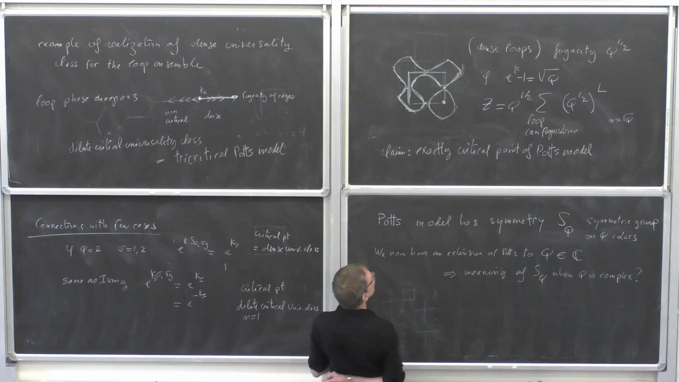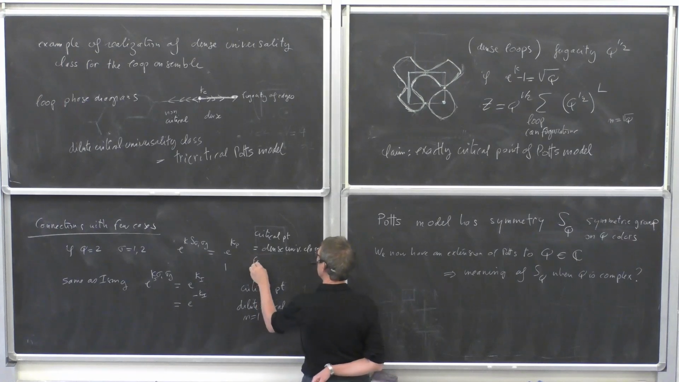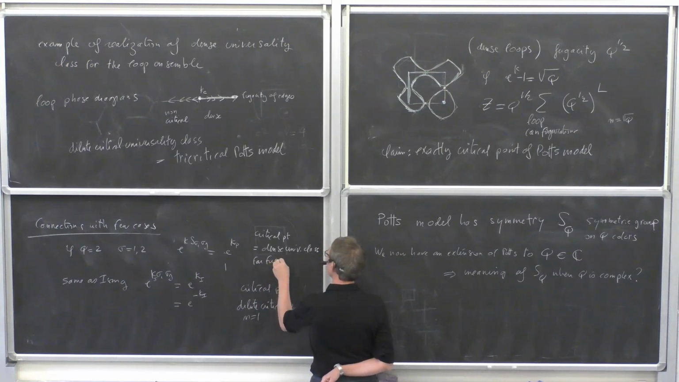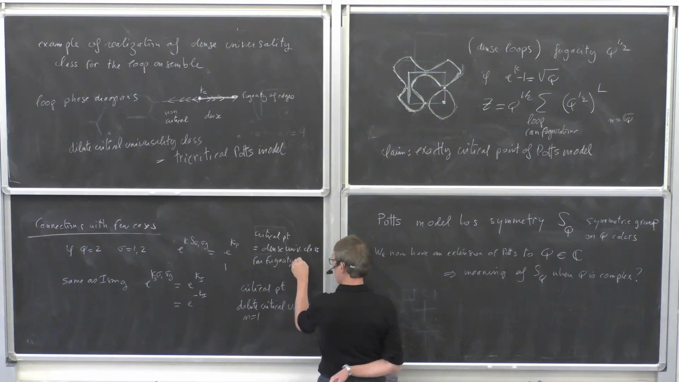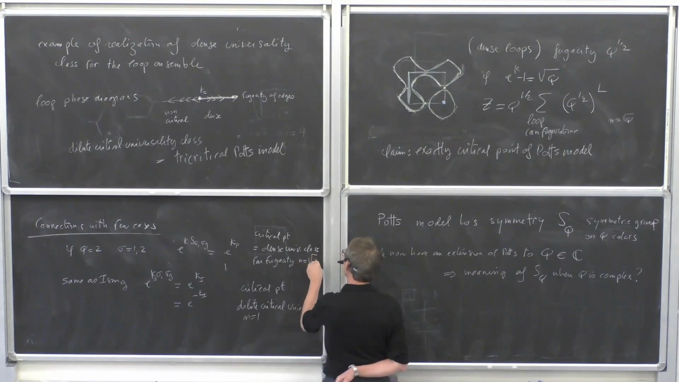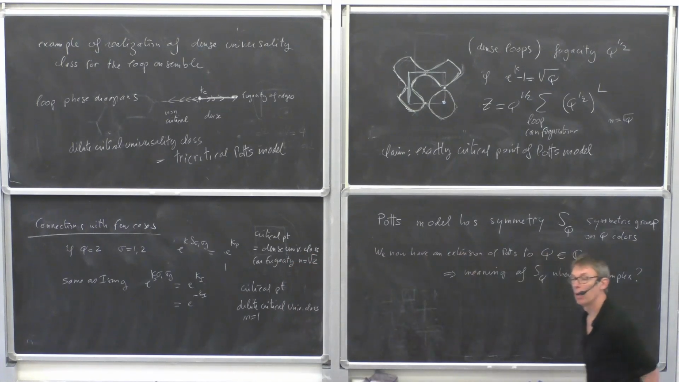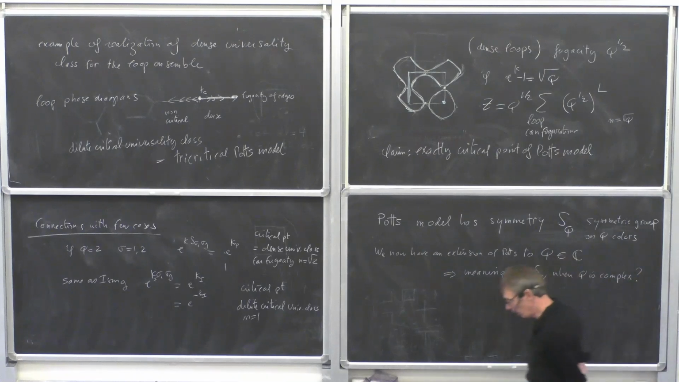for Q equals 2. That is, for a fugacity of loops square root of 2. Turns out to be essentially true.